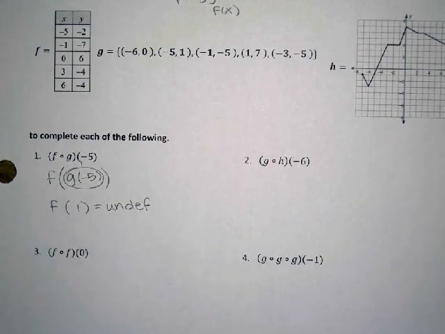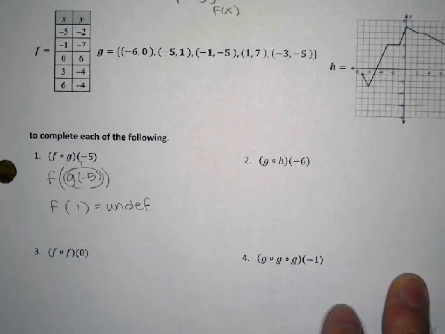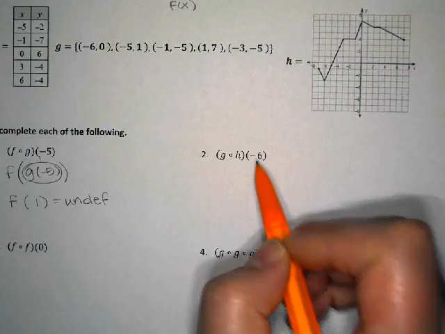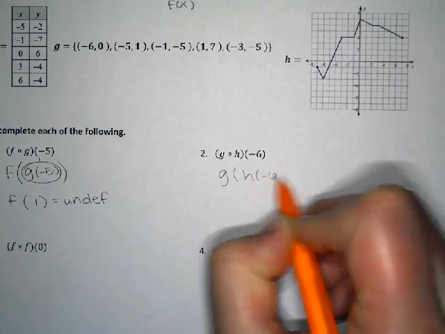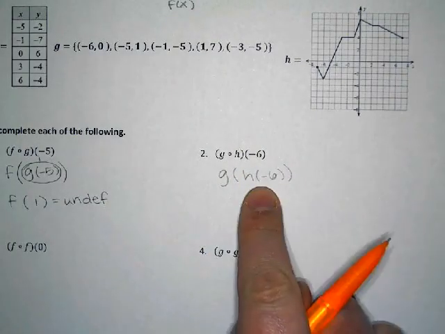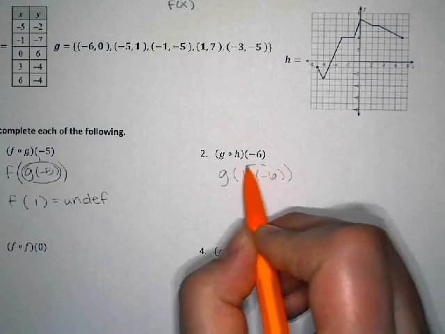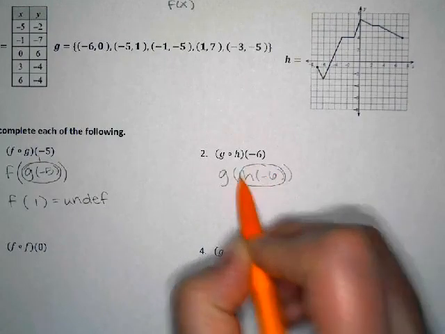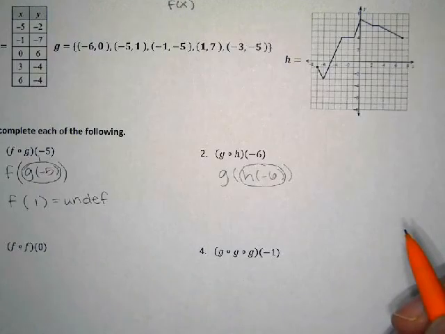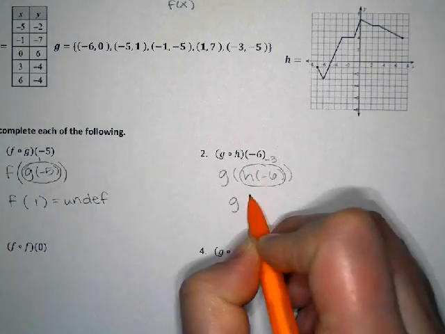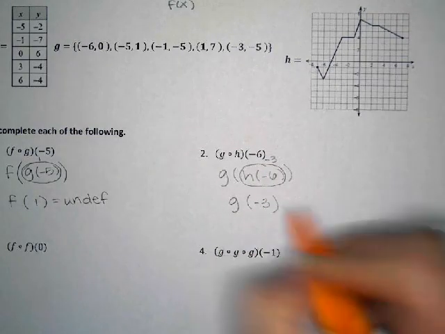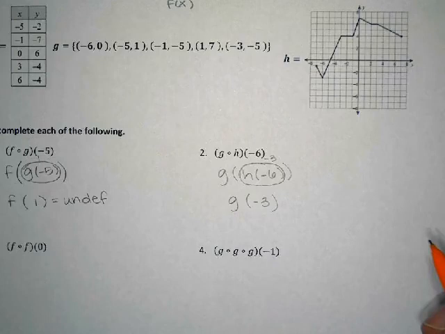All right. Let's try the next one. g of h of -6. We're going to do the inside first. What is h of -6? -3. So this is -3, which means that next we're finding g of -3. What is g of -3? -5.